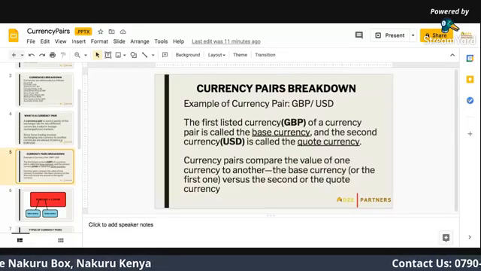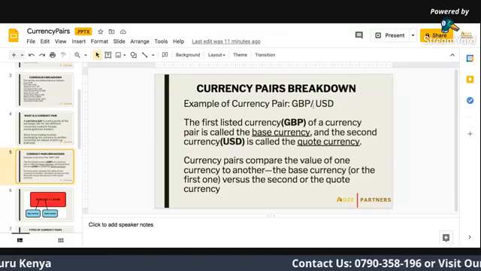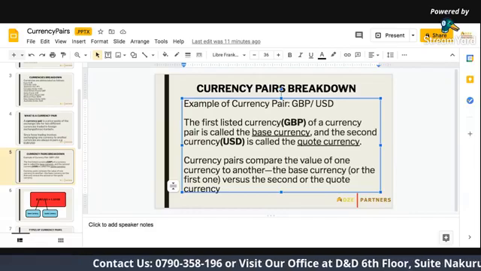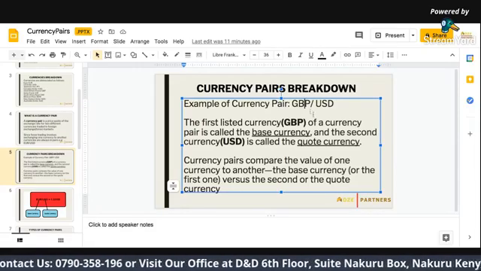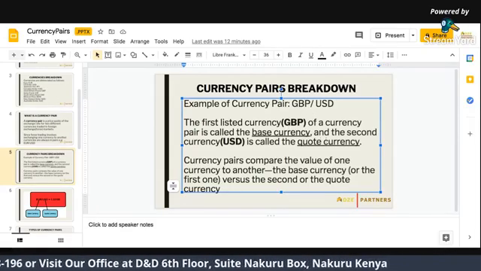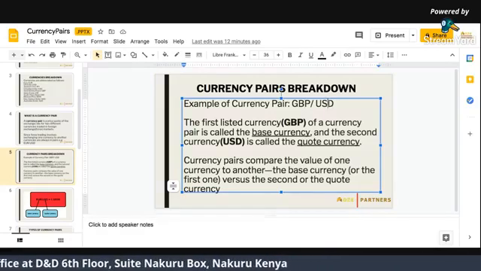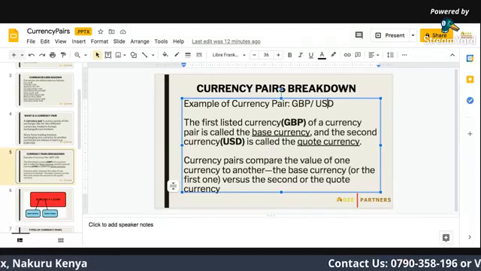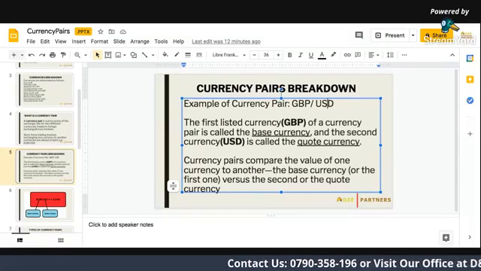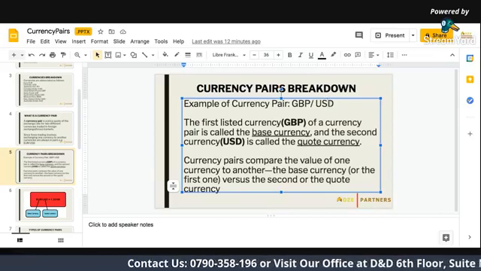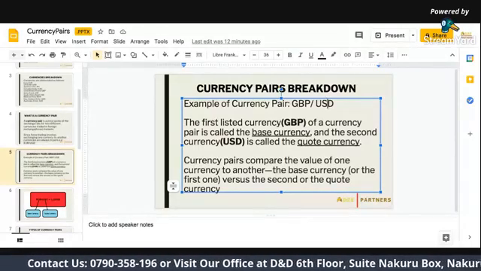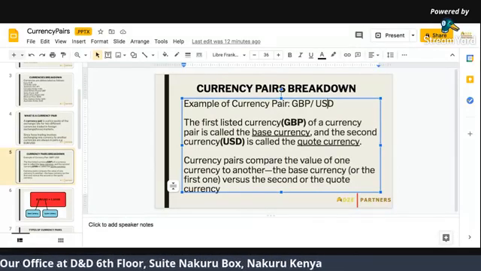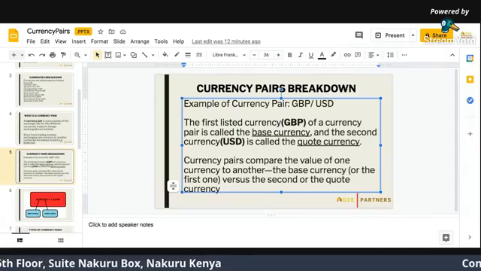The first currency that is being listed in a currency pair is called the base currency. In GBP USD, GBP is the base currency. The second currency is the quote currency, now the USD. Get that clear? The first currency listed in a currency pair is the base currency. Then the second currency listed in the pair is the quote currency.